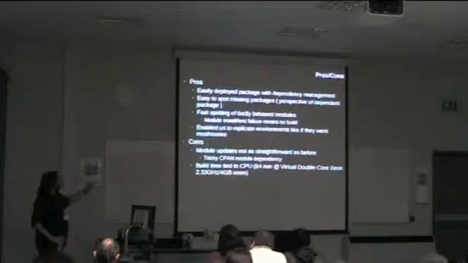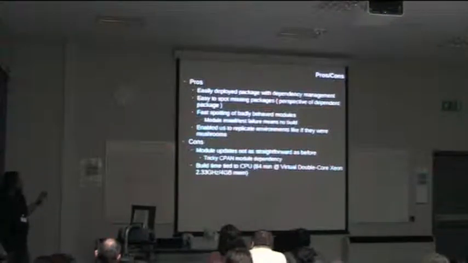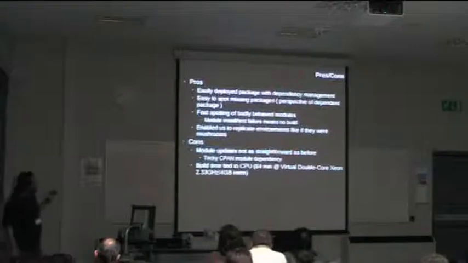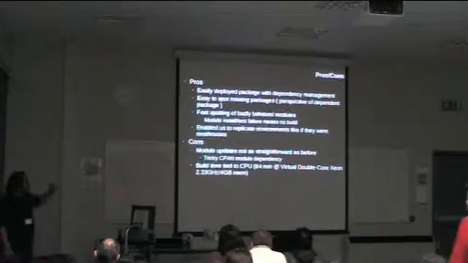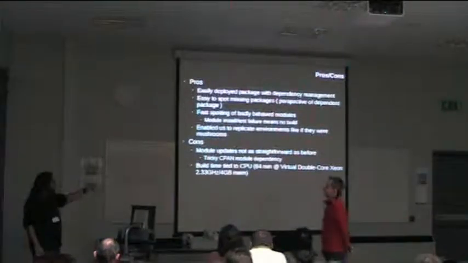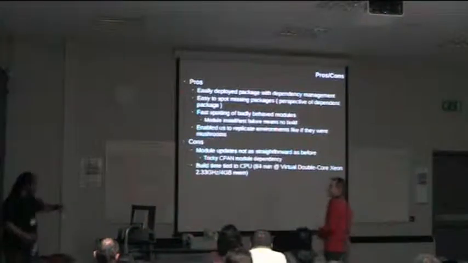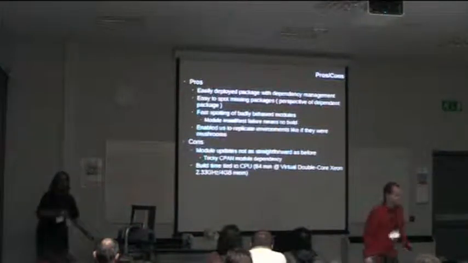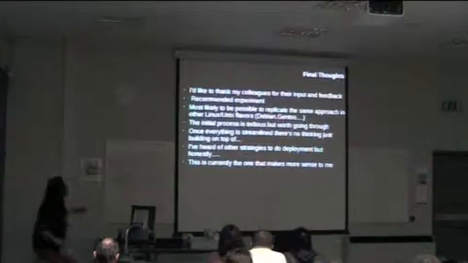Another negative point is the build time. The build time is tied to CPU. As an example, it takes 84 minutes to build Perl and 680 dependencies on a virtual double core. Memory is not a problem. And yes, final thoughts.